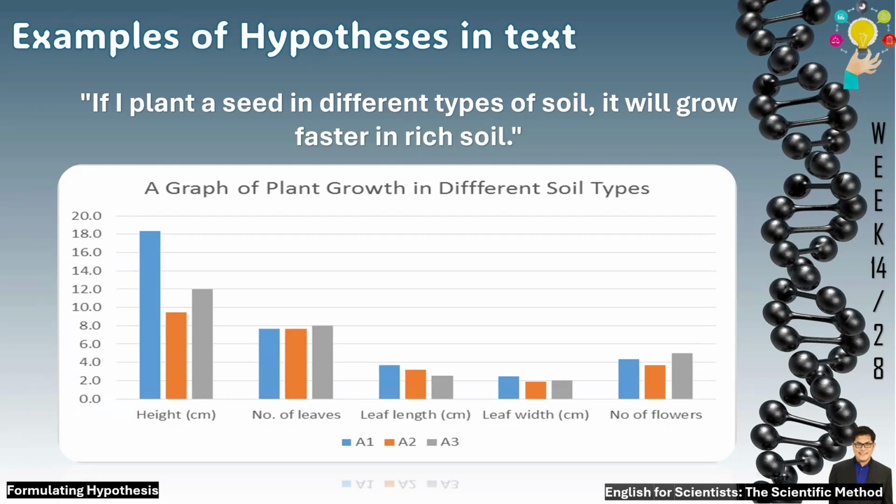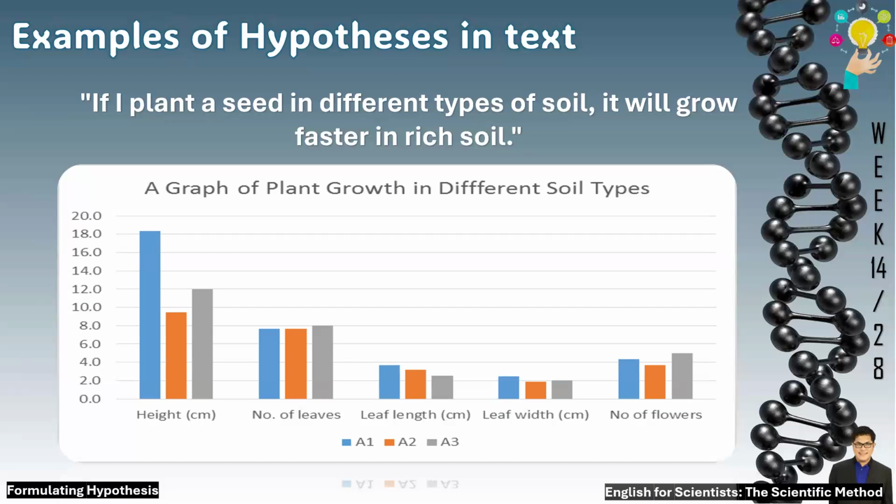All right. So there will be three kinds of variables: independent, dependent, and control variables. We will discuss them later on. But now, we will be focusing on formulating your hypothesis. All right.